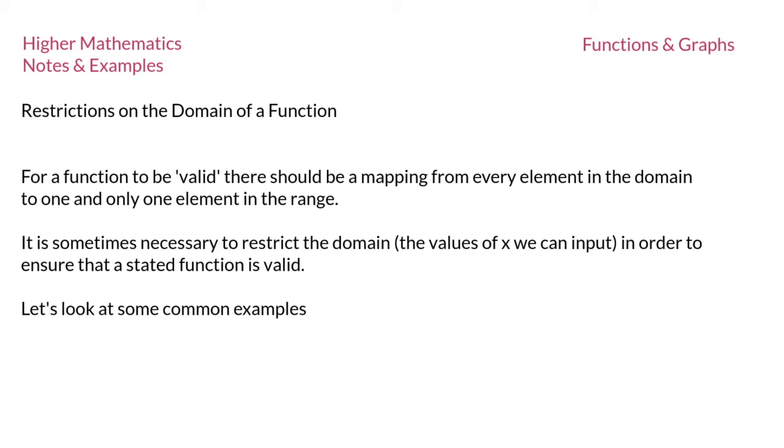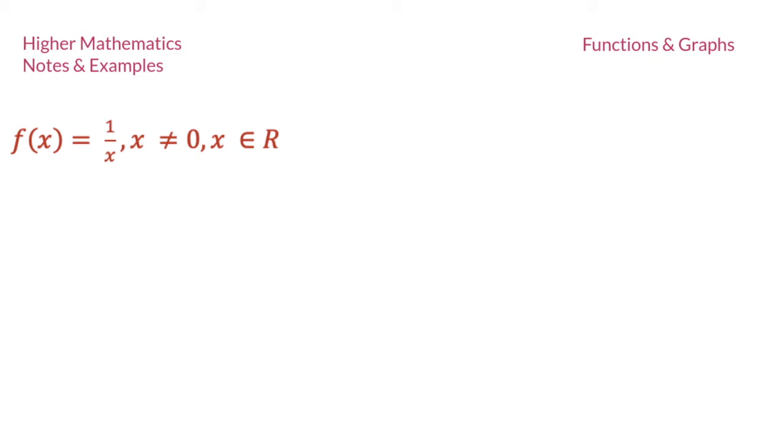So let's look at some common examples of the kind of problems that we might encounter around the restrictions of the domain. Our first example is f of x equals 1 over x. And we can see here, after the comma, x is not allowed to be 0. Other than that, x is any real number. So why can it not be 0? Well, of course, we cannot divide by 0. So x equals 0 would not be permissible, and that is a restriction on the domain of the function. We write that as we've done here.